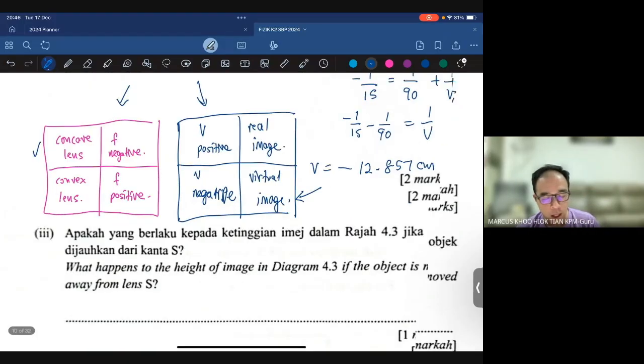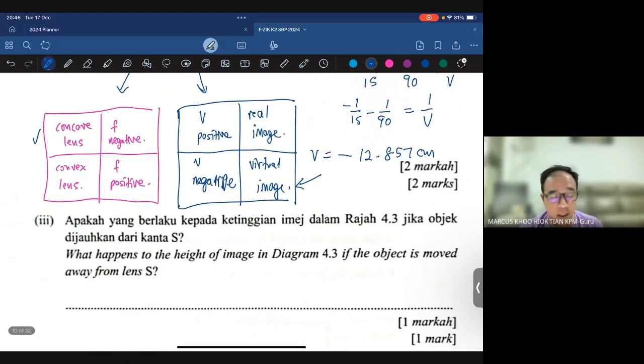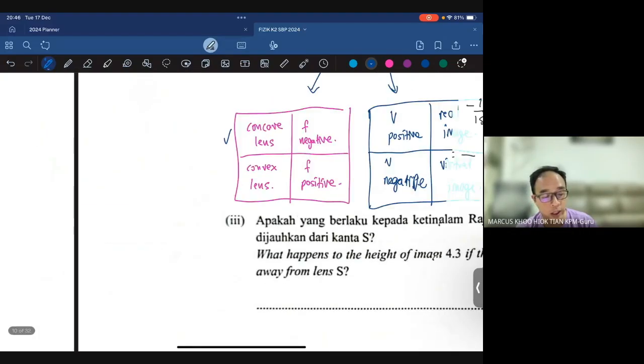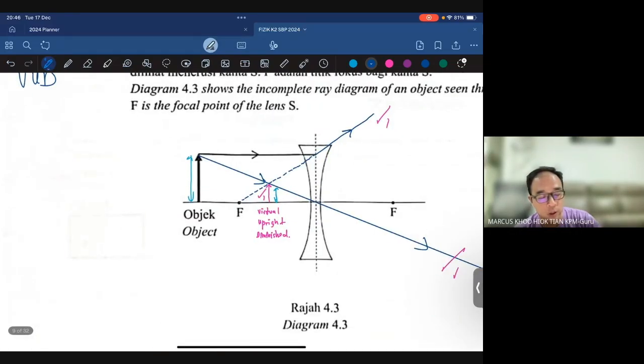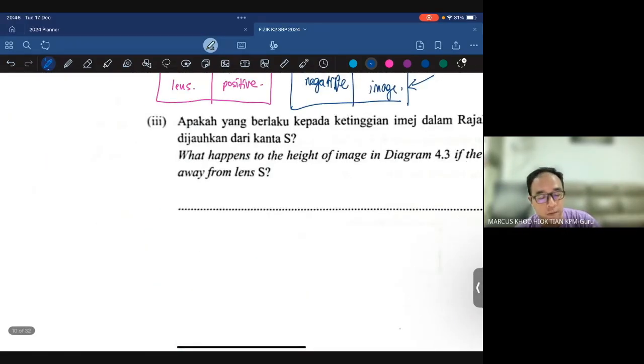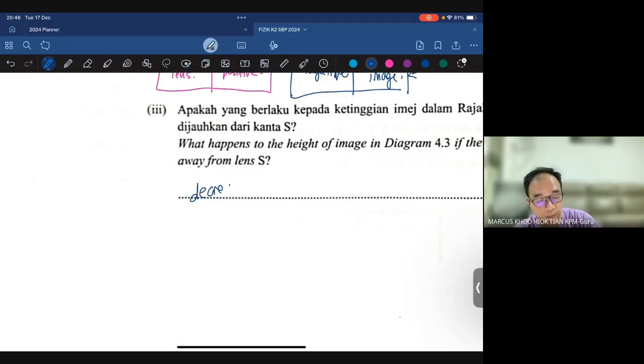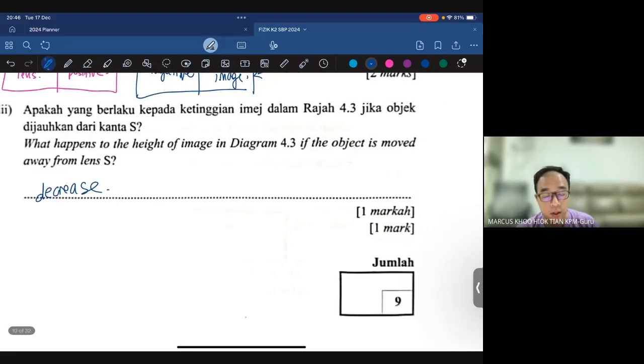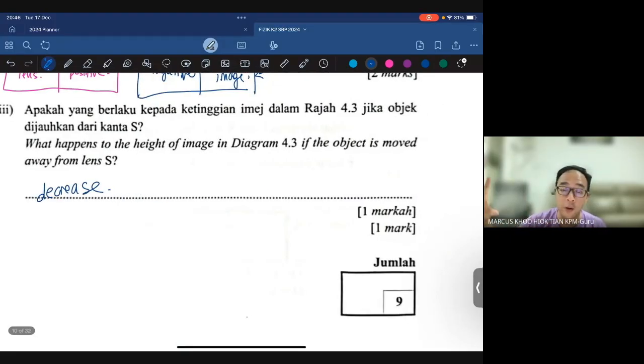What happens to the height of the image if the object is moved away from lens S? In this case, if I bring the object further away, this is quite obvious. The image is going to become smaller, so the height of the image is going to decrease. It is standard, because the further you move the object from the lens, the smaller the picture is going to get.